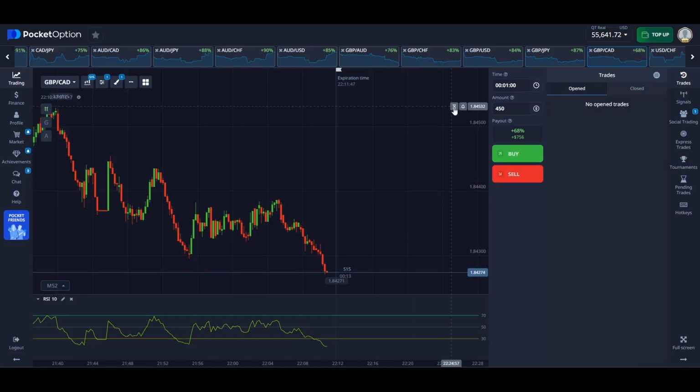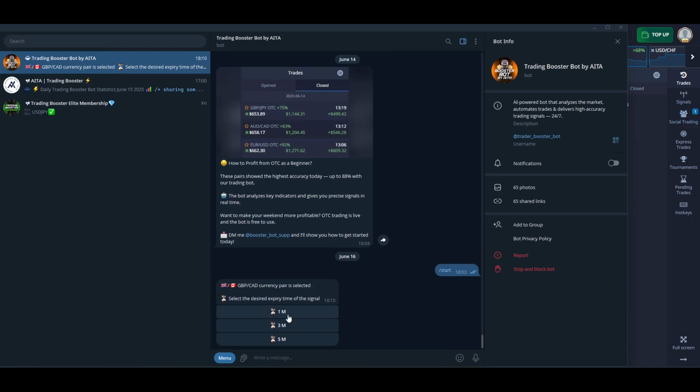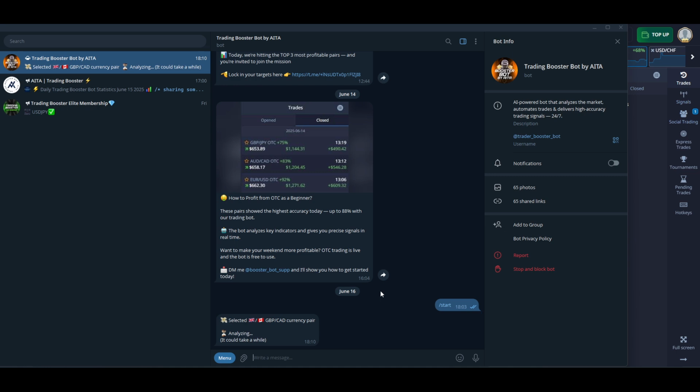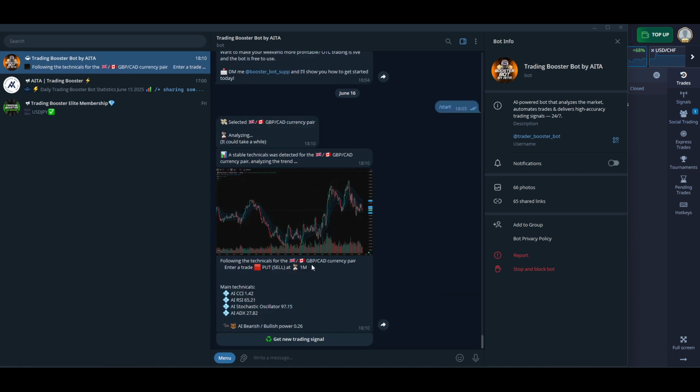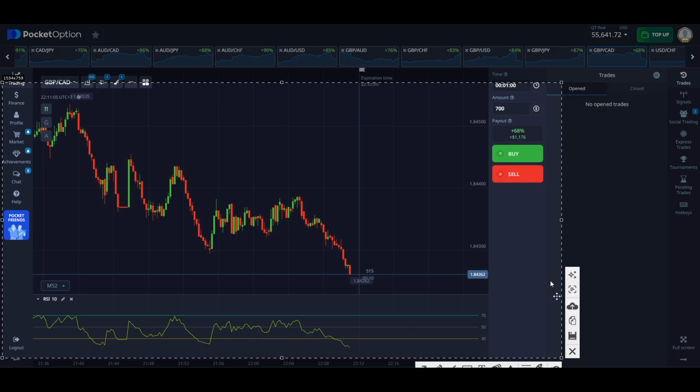For example, let's take the British pound / Canadian dollar pair and open our first trade for $700. To do this, I go to the booster bot, select this pair, and set the trade time to 1 minute. Now I just wait for the signal. What's happening here? The bot gives me a sell signal, but as we can see here, our RSI indicator is in the lower zone, so I skip this signal. It's not very safe, even though the robot analyzed this trade.